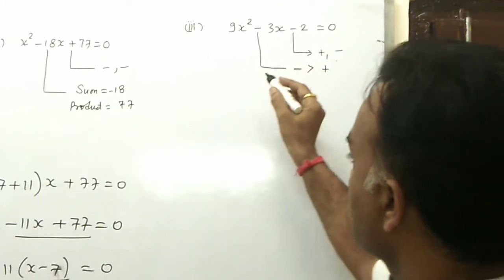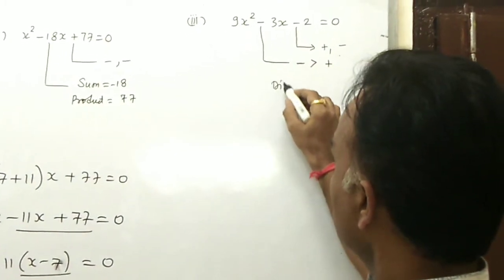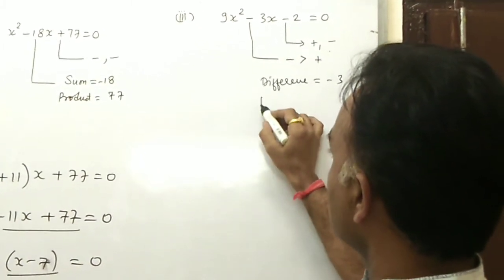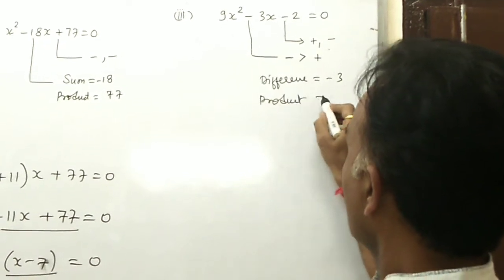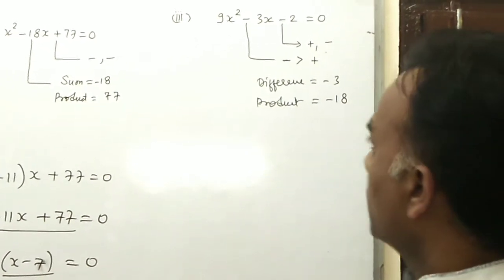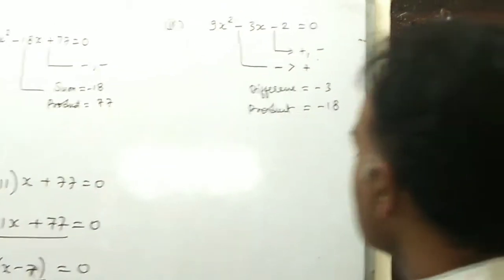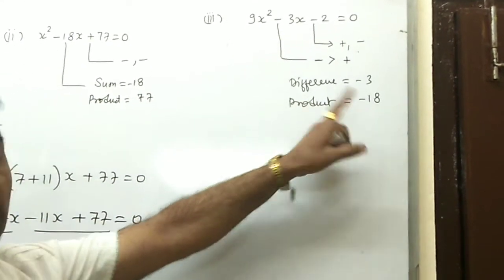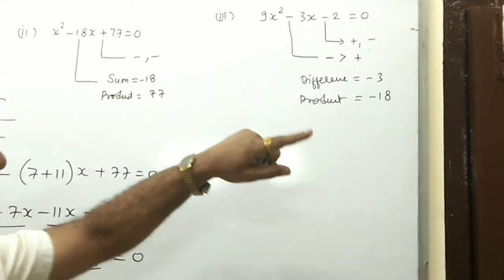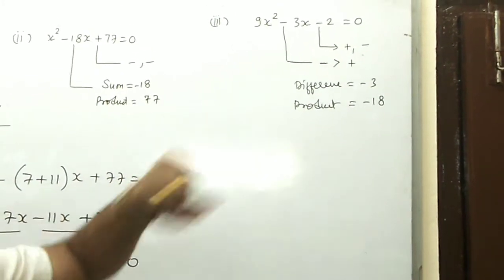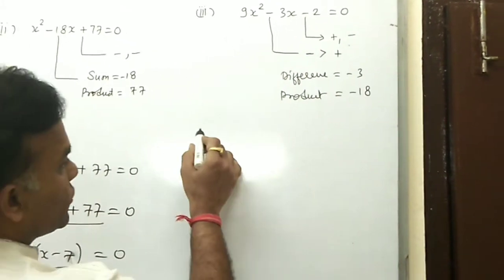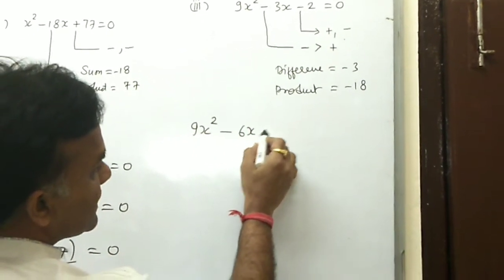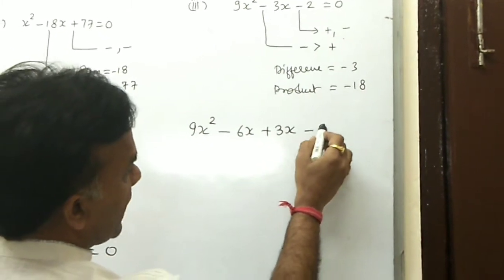So now here we discuss, first the difference you have, you got minus 3, and the product, minus 18. Now 9 to the minus 18. So which value do you consider? I think you got the factor directly, because 6 3s are 18 and 6 minus 3 is 3. So the difference is clear because the product is 18. Now we have two factors. So 9x square, and minus sign here, so minus 6x plus 3x and then minus 2 equal to 0.